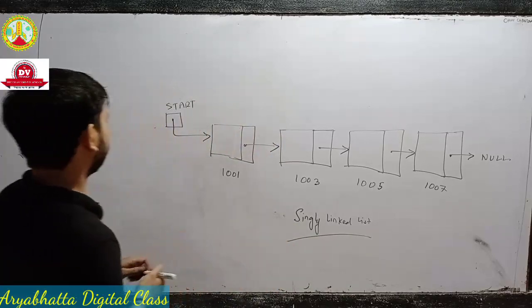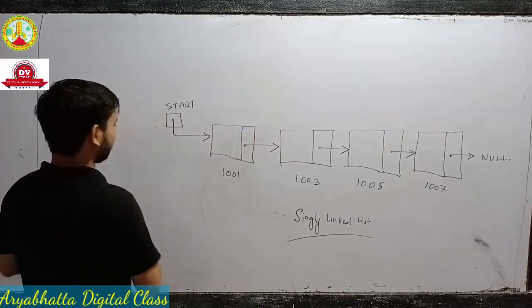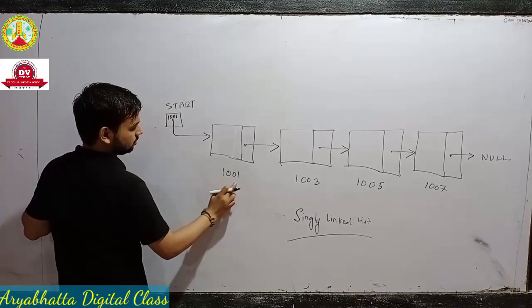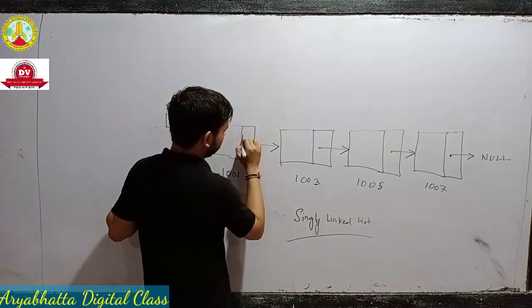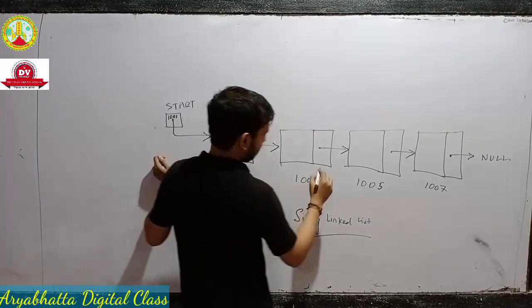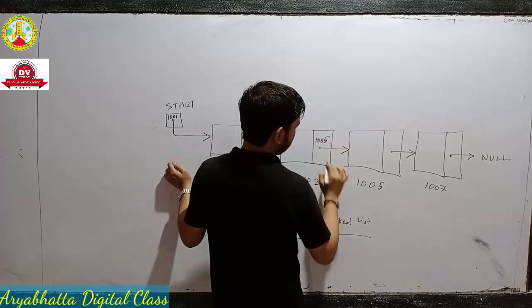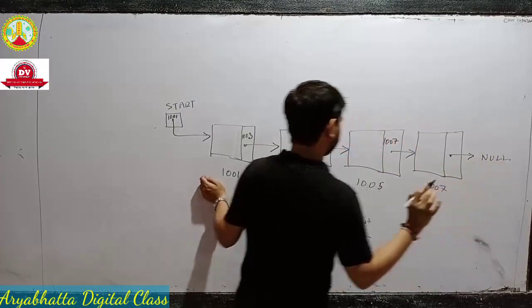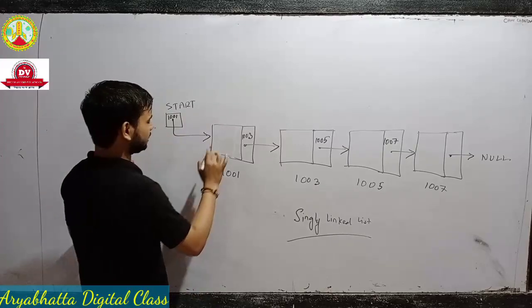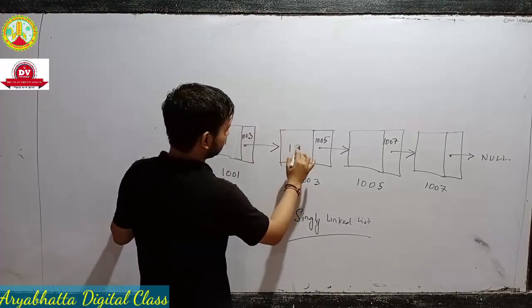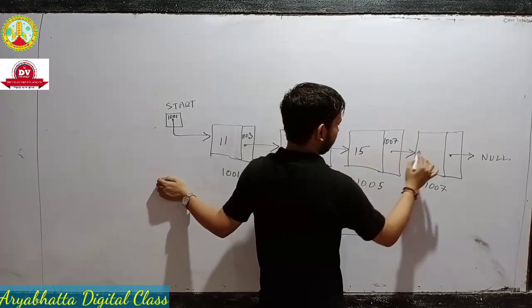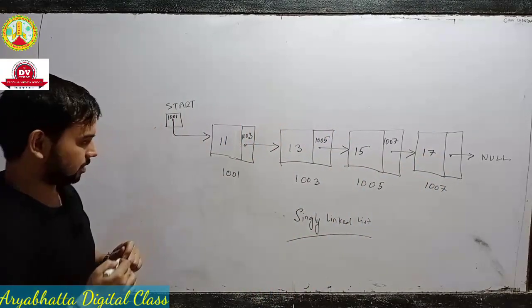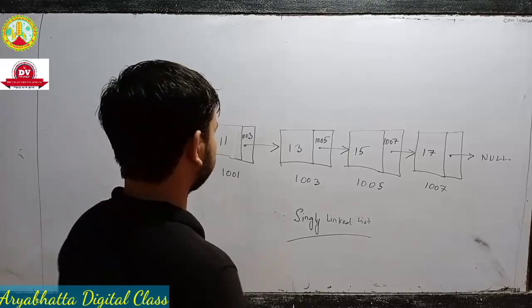You see, this start will store the memory address 1001, and each node will store the next memory address, and this last one is null because there is no node after that. So we take some elements, suppose 11, 13, 15, 17. This is a complete singly linked list, right?